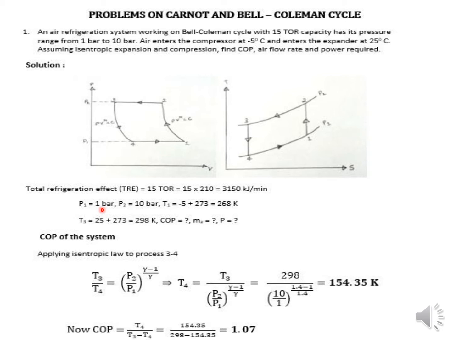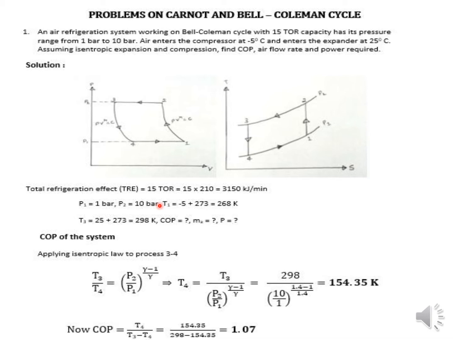So P1, he has given here, it works from range 1 bar to 10 bar. So there are only two pressure limits here, P1 and P2. P1 is equal to P4 and P2 is equal to P3. So this is working between 1 bar and 10 bar. So P1 is equal to 1 bar, P2 is equal to 10 bar.